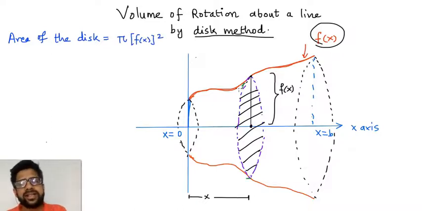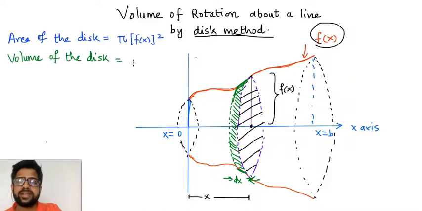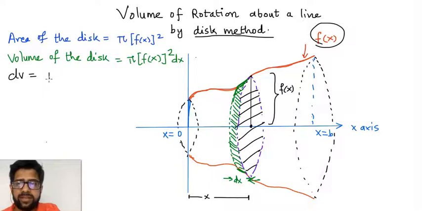Now if I decide to give some thickness to this disk, then the disk will look like this. Let this thickness be dx. We can assume that the radius does not change in that particular duration for the disk, and therefore we can write the volume of the disk is equal to the area of the disk, which is pi times f of x square, times dx. We can say this volume of the disk is the small volume, which is dv. So dv is basically pi times f of x square times dx.